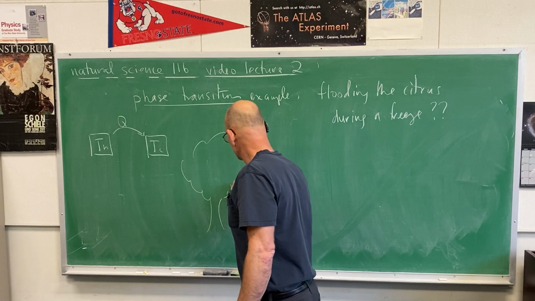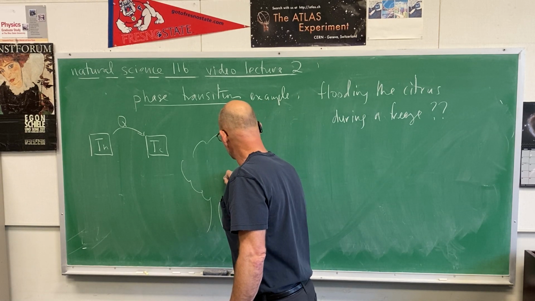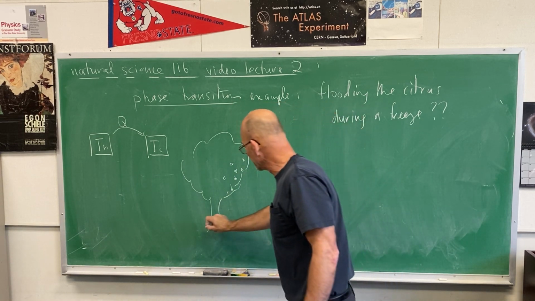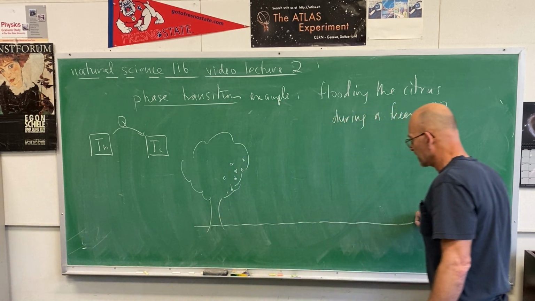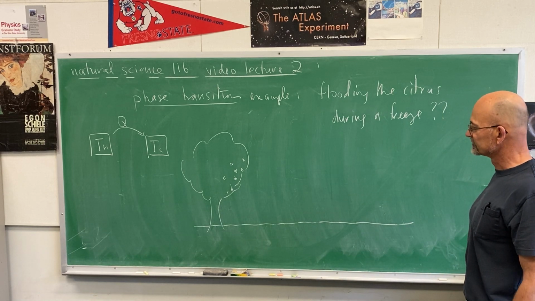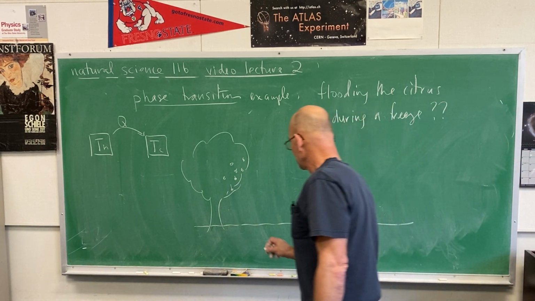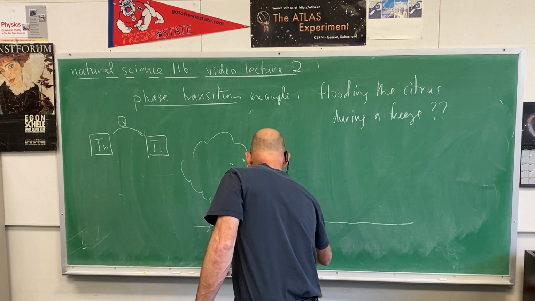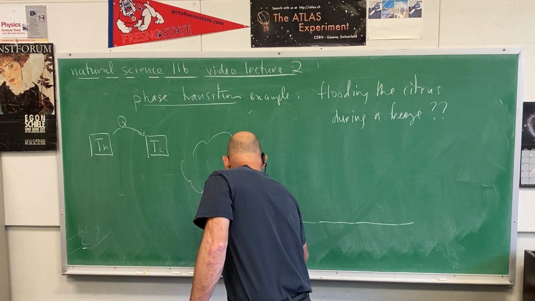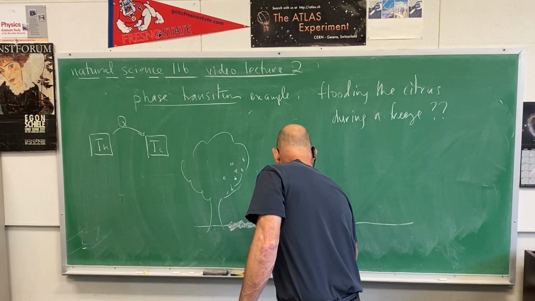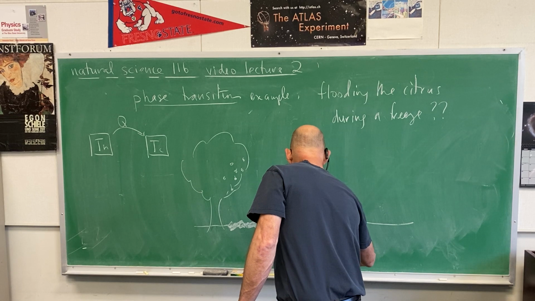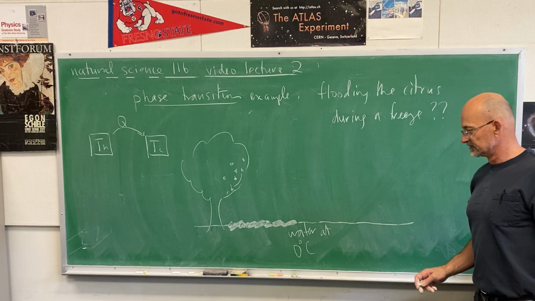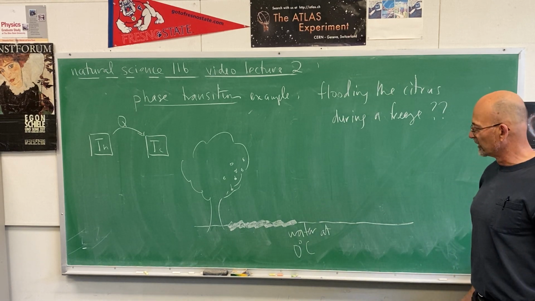And okay, it's got oranges hanging all over it. There's an orange tree. There's the ground level. And here is water. Here's a puddle of water. Water at 0 degrees Celsius, just ready to freeze. The water's at 0 degrees Celsius.